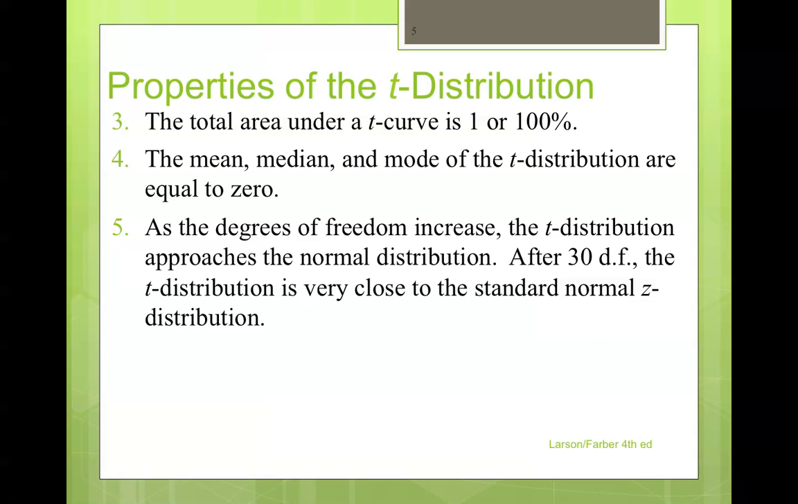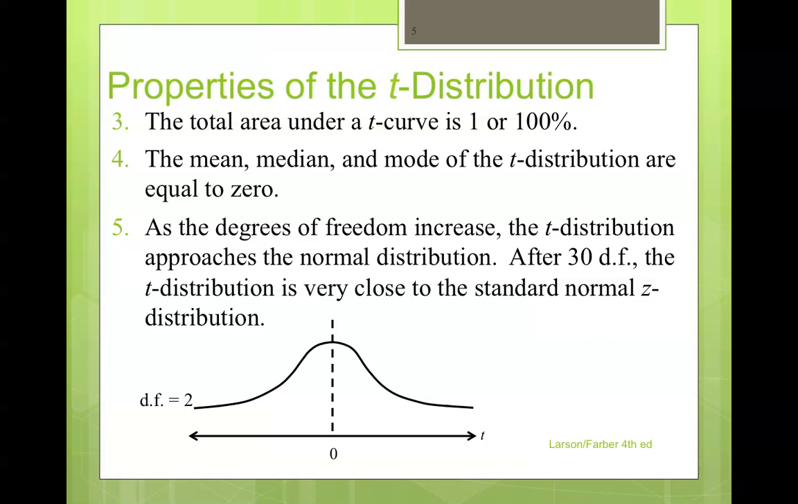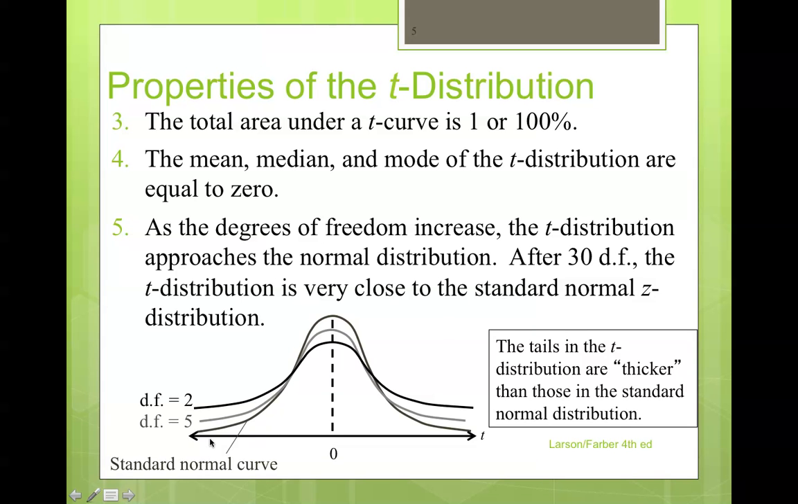As the degrees of freedom increase, the t-distribution approaches the normal distribution. After 30 degrees of freedom, the t-distribution is very close to the standard normal z distribution. So at 2 degrees of freedom, the curve is not as tall, and it's really far from the axis. But as you increase your degrees of freedom, it gets taller and closer to the x-axis and appears to be turning into the normal distribution. The tails in the t-distribution are thicker and further away from the axis than those in the standard normal distribution.